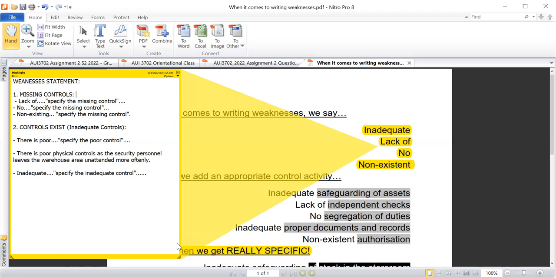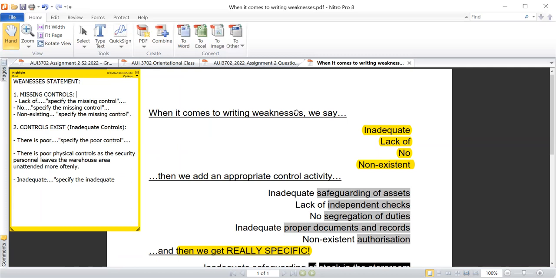So when you're writing a weakness, you start your statements by using the following terms. It's either you start by saying inadequate, and the moment you say inadequate, you're simply indicating to the lecturer that the control is in existence, but it's just not achieving the purpose, all right? But the moment you begin to use words or phrases like lack of, no, non-existing, then you're telling the lecturer that the control activity or the control itself is just not existing at all. So, for example, I can say inadequate safeguarding of assets. When I say that, I'm simply saying that safeguarding of assets as a control is in existence in the organization, but it's just not being done correctly. And that's why that control activity is inadequate.